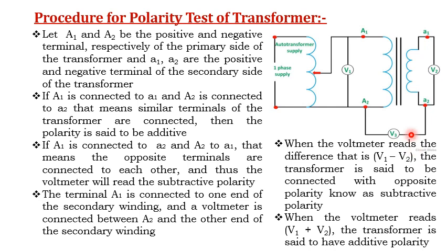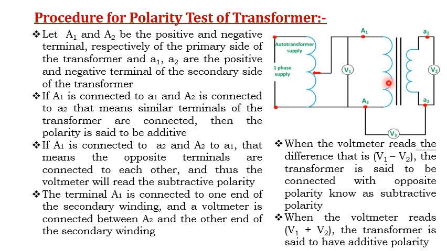When the voltmeter reads the summation of these two voltages, that is V1 plus V2, the transformer is said to have additive polarity. So this is how the polarity test is to be performed on the transformer.